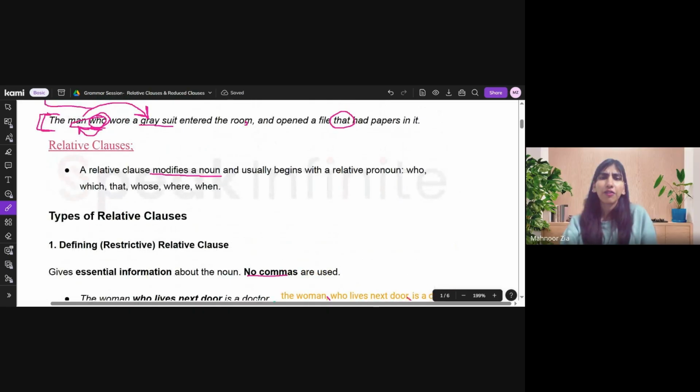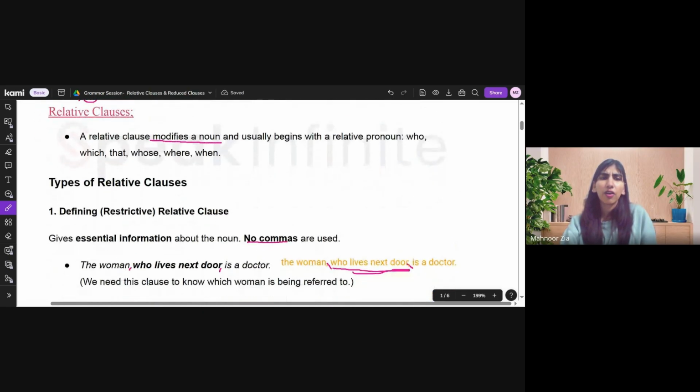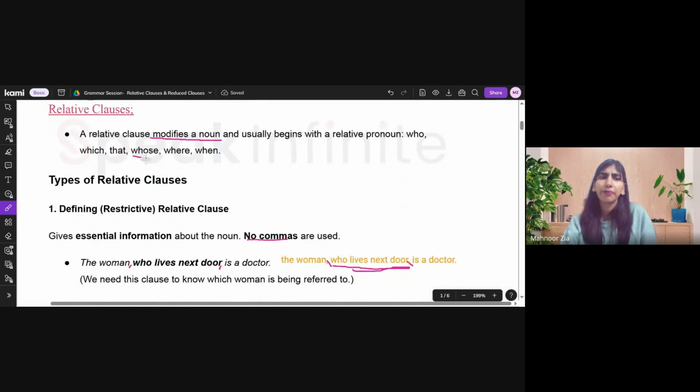Can I have one of you make a relative clause for, let's say, whose? Can you make a sentence with whose in it?